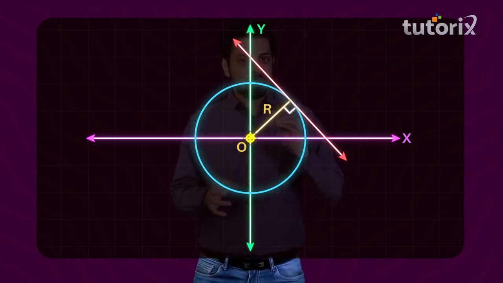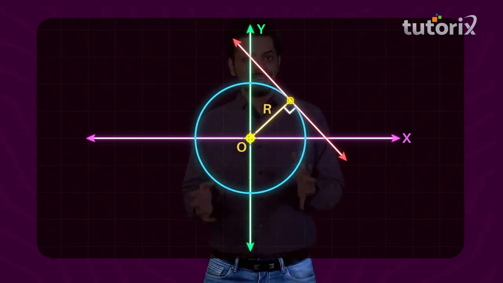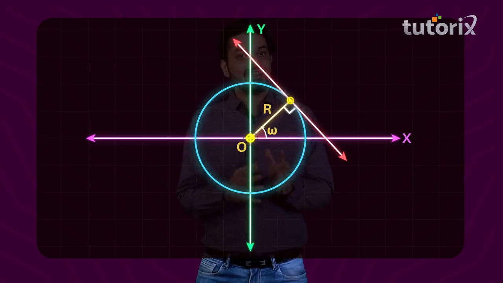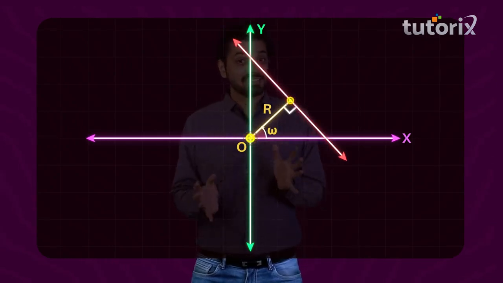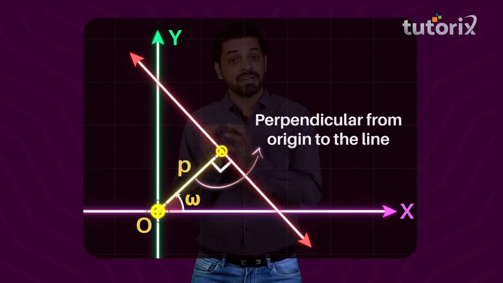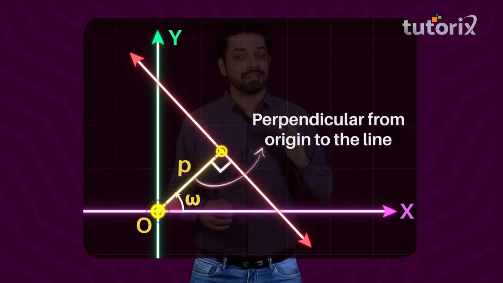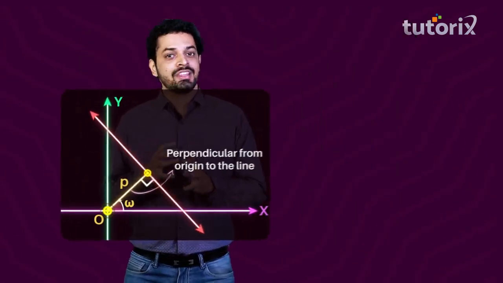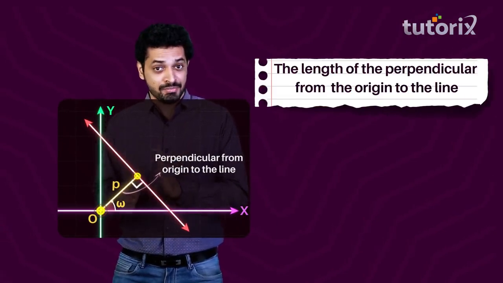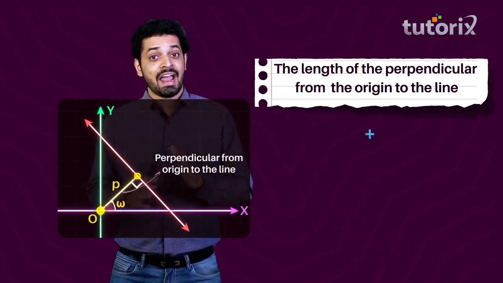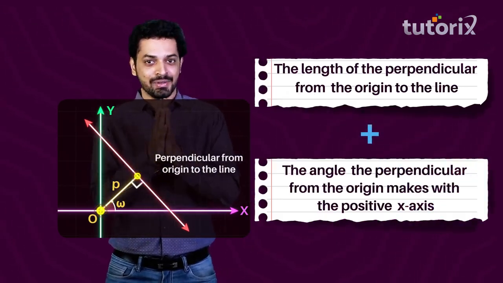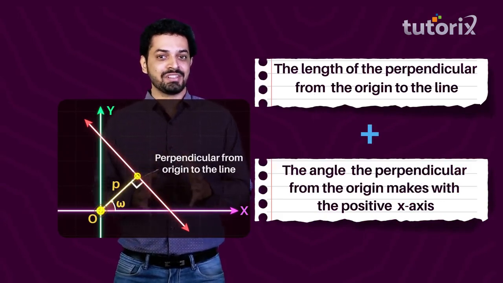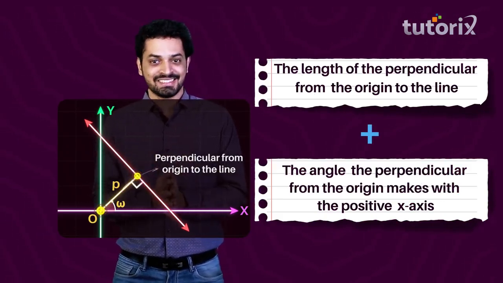And we need to know at which point of the circle we are drawing the tangent. That is, how the radius to that point is actually inclined with the x-axis, right? And if I remove the circle now, this particular radius will actually become the perpendicular from the origin to this particular line. So that means the length of the perpendicular from the origin to the line and the angle which that perpendicular makes with the x-axis can describe a line uniquely. And we will use this information to write a new form of equation.